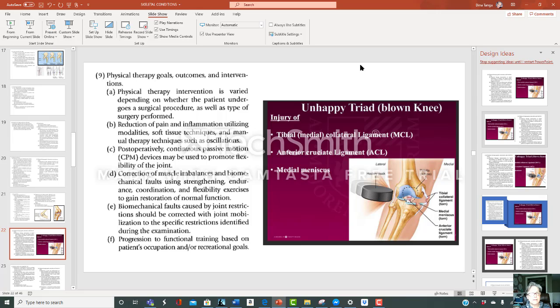Postoperatively, continuous passive motion, CPM devices may be used to promote flexibility of the joint, correction of muscle imbalances and biomechanical faults, using strengthening, endurance, coordination, and flexibility exercises to regain restoration of normal function. Biomechanical faults caused by joint restriction should be corrected with joint mobilization, progression to functional training based on the patient's occupation and/or recreational goals.